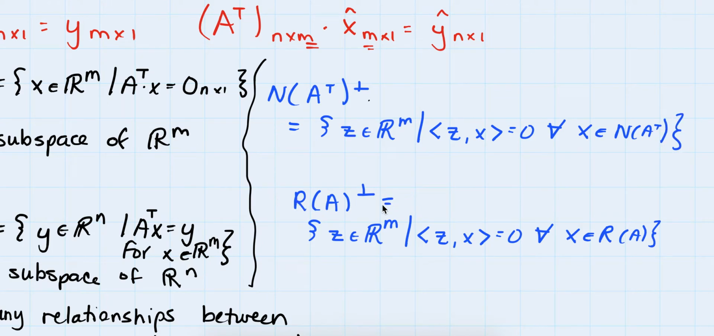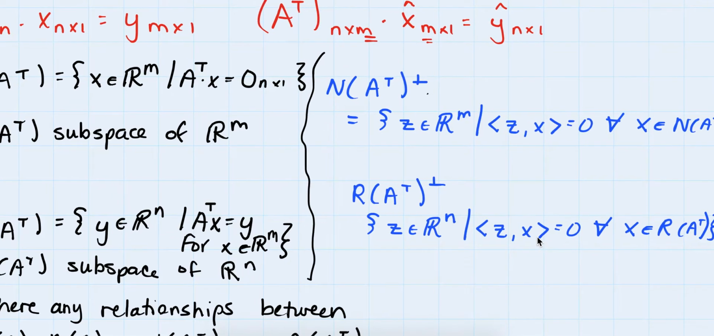And then the orthogonal complement of the range of the transpose of the matrix. This is going to be a subspace of Rn, such that for all z in Rn, when we take the inner product with x in the range of the transpose of the matrix, we get 0. Okay, great. So we wrote all the definitions down.